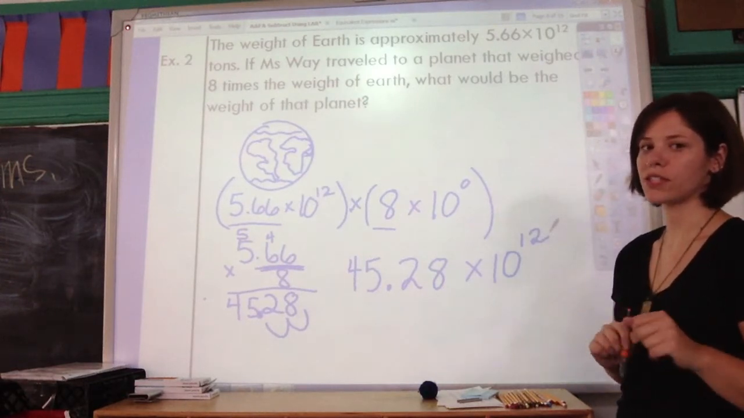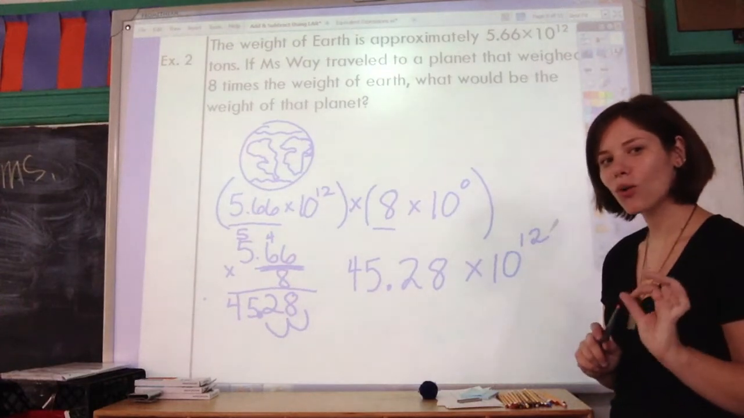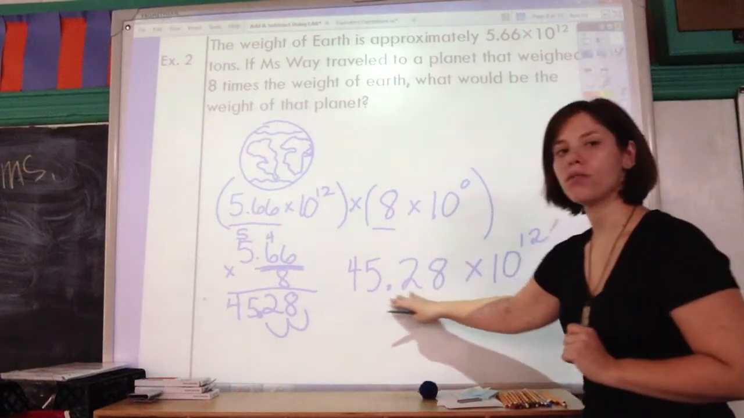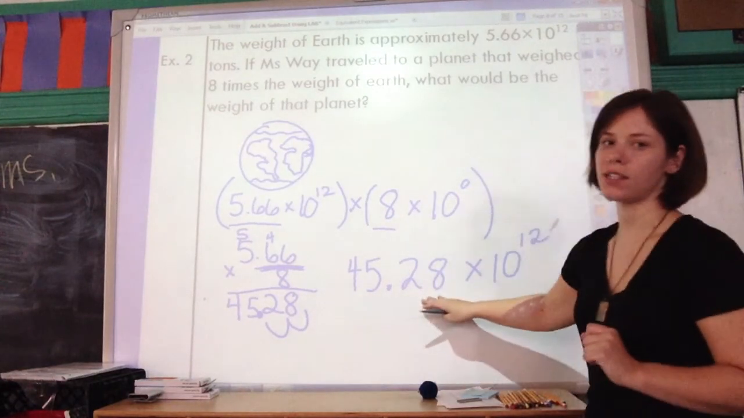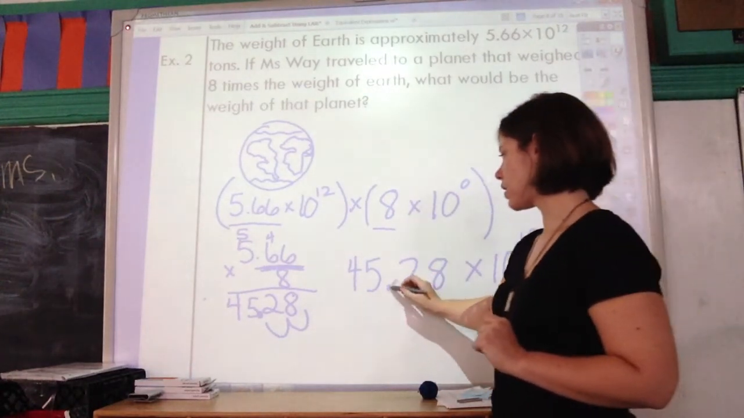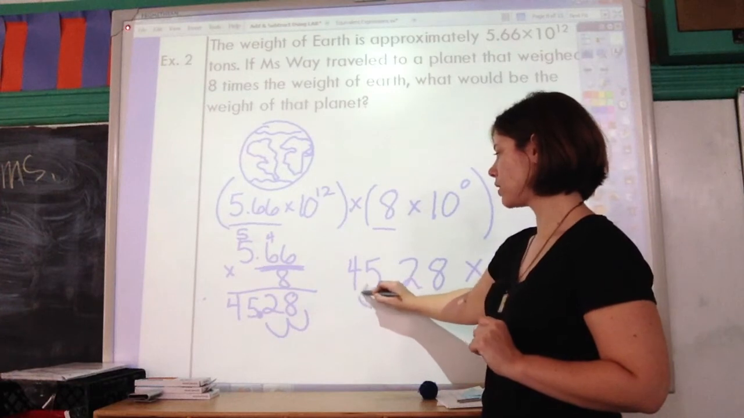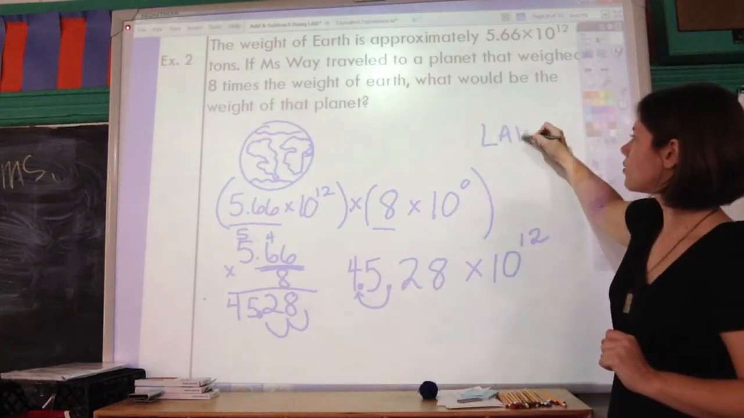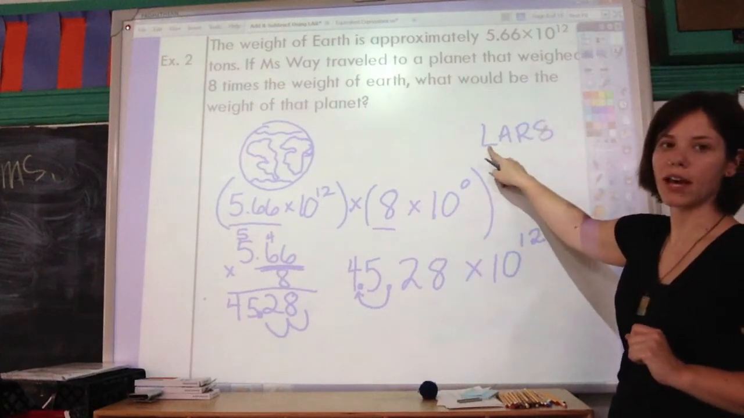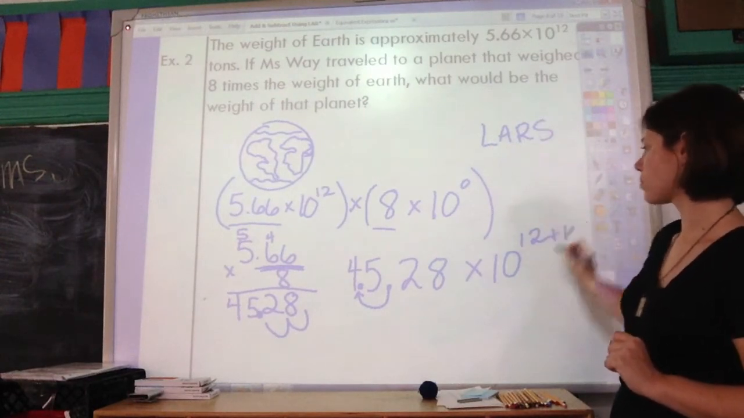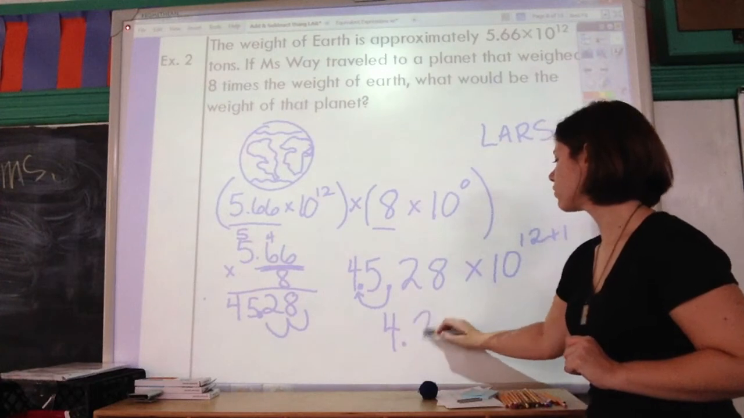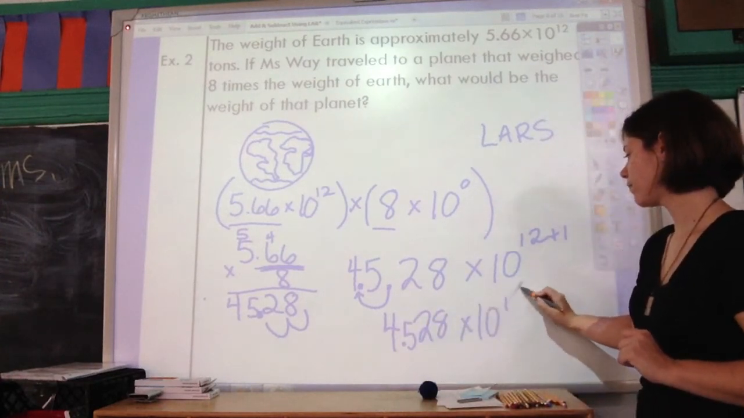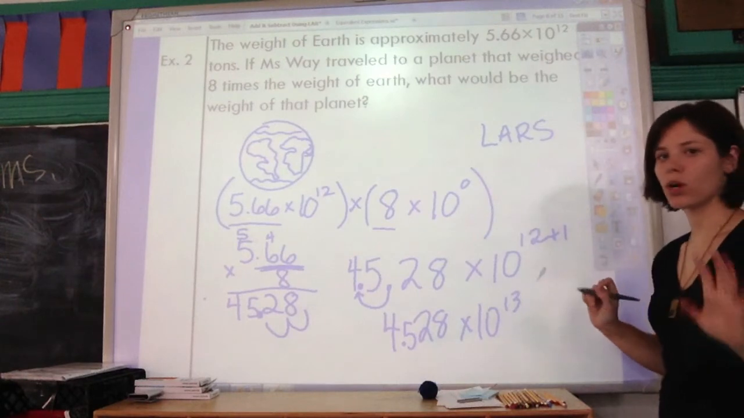Something you should notice about this answer is that it is not quite correct. The reason is because my coefficient is greater than 10. To get this answer between 1 and 10, I scoop once to the left. Remember our dear friend Lars, when we scoop to the left, we add to our exponent. So I have 4.528 times 10 to the 13th. One more, then it's you.